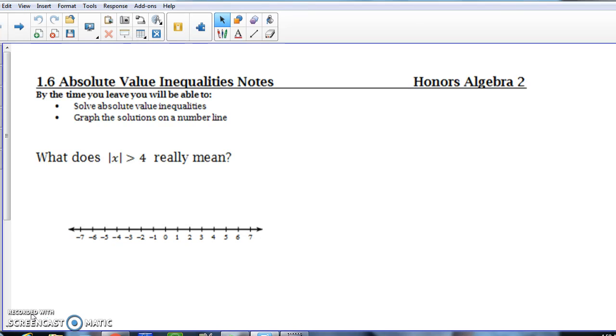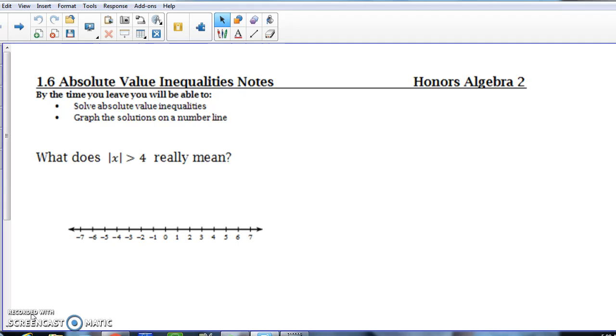All right, but the first thing I want you to look at is that question. What does the absolute value of x being greater than 4 mean? Well, if you think about it, that means that the answer we're looking for, our x, has to be greater than 4 spaces from 0. Now remember, we talked about this. It could be 4 spaces from the left or 4 spaces from the right. So technically, if the absolute value of x is greater than 4, it means it has to be 5, 6, 7 and keep going that way, or negative 5, 6, 7 and keep going that way.